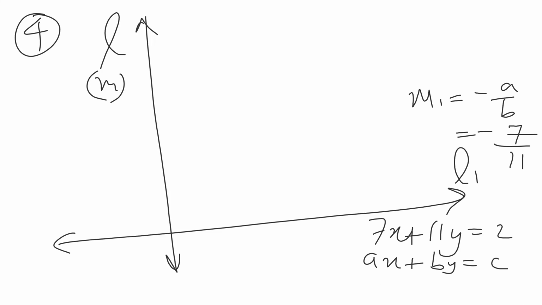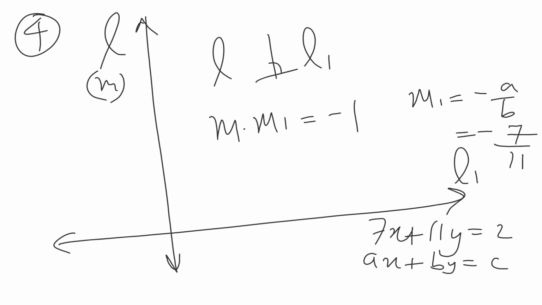So we require the slope of line L, which is m. So L perpendicular to L1, m into m1 is equal to minus 1. So m into minus 7 upon 11 is equal to minus 1. So m will be 11 upon 7. Fine. So that's it. We can just wind up the session over here.